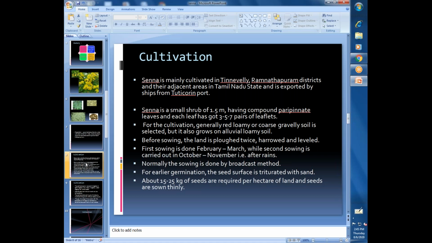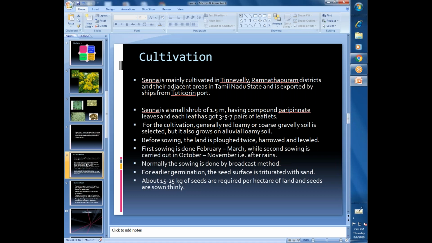For the cultivation, generally red loamy or coarse gravelly soil is selected, but it also grows in alluvial loamy soil. Either it grows in a red loamy, alluvial loamy soil, or in the coarse gravelly soil.